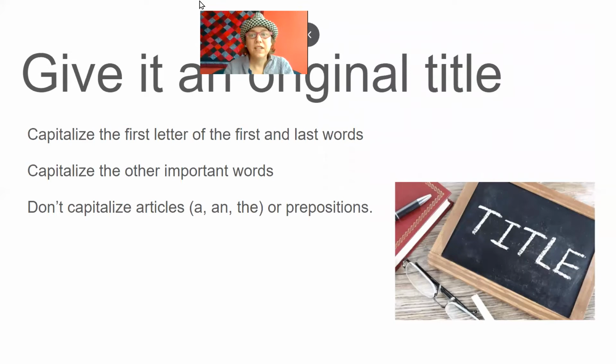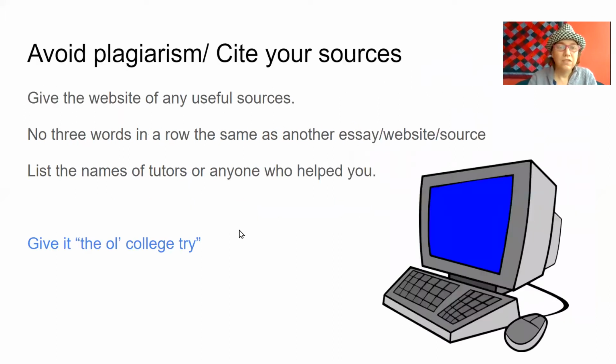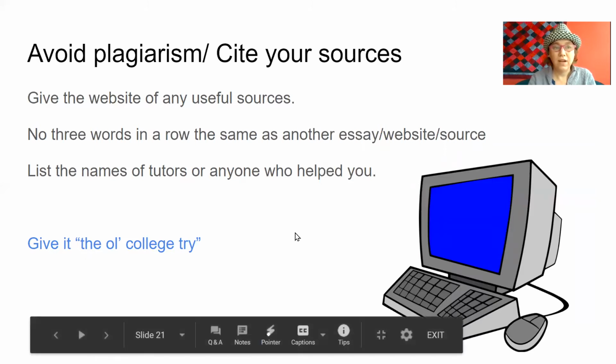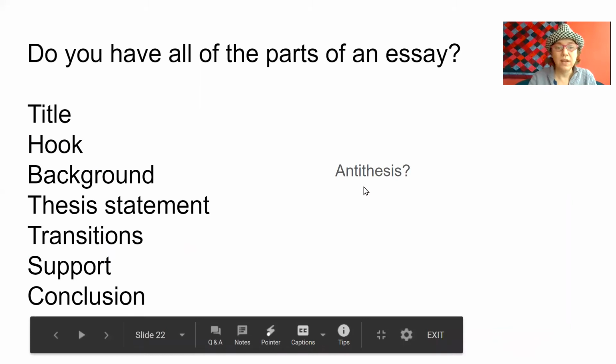Make sure you have an original title. Don't just use the title of the assignment. Pay attention to title capitalization. It's not this. Okay. Avoid plagiarism. We're going to go over this more soon, but this is really important. No 3 words in a row. List the names of tutors. Try to cite your sources at the end. Make sure you have everything you need for sure, and this if you need it or if you want it.